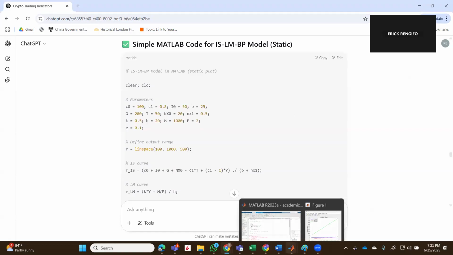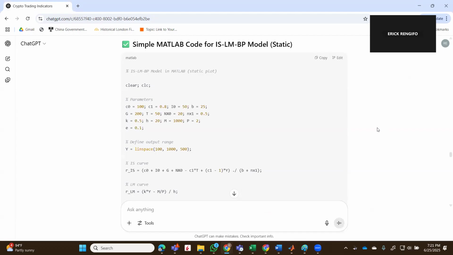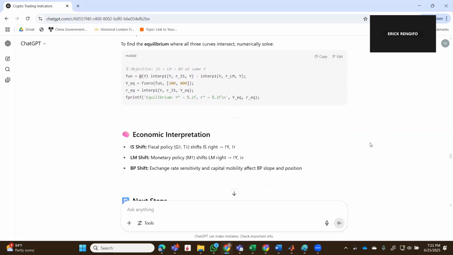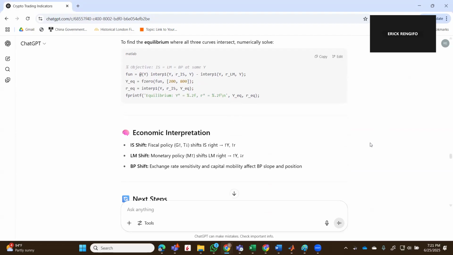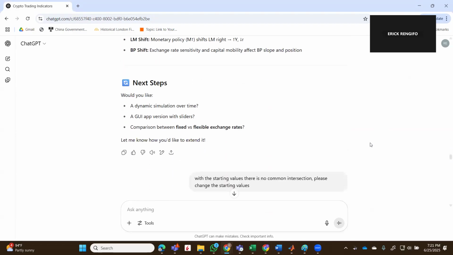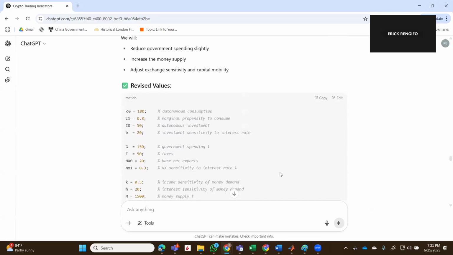And then when you run your program, you realize, oops, there is something wrong. What is beautiful about ChatGPT, I'm sure you have used ChatGPT, right, guys? Perhaps not in this environment, but have you used this? Yes. Okay. So it is natural language, LLMs. So what I ask, hey, wait a second. With the starting values, there is no common intersection. Please change starting values. That's what I'm telling ChatGPT, and it creates a new program.